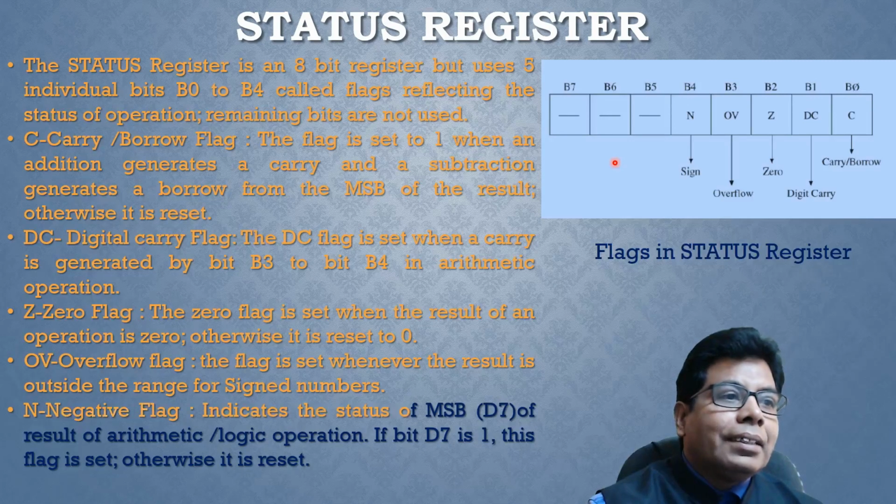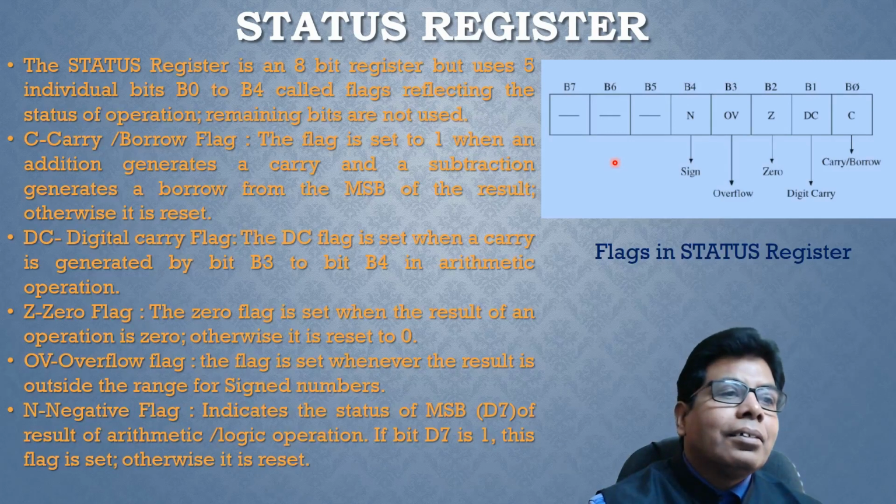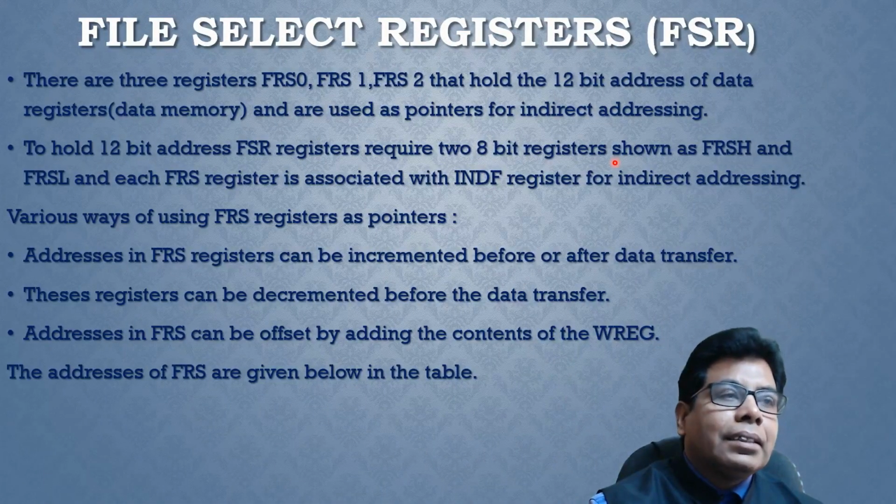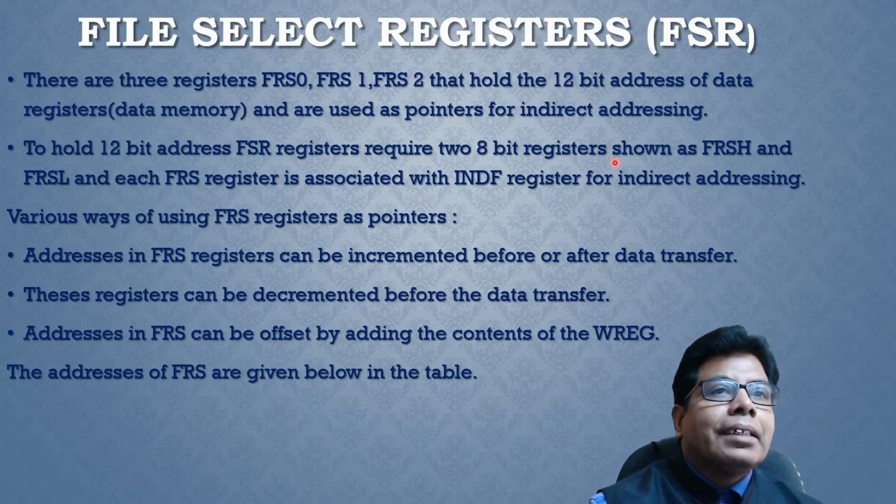The last flag is the negative flag, also called the sign flag. It indicates the status of the MSB, that is the most significant bit D7, of the result of an arithmetic and logic operation. If bit D7 is 1, this flag is set, otherwise it is reset. So if it is 1, then it shows a negative result. So this is all about the flags. Then let us go to the file select registers, FSR.